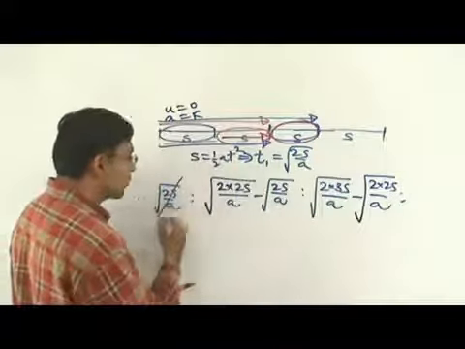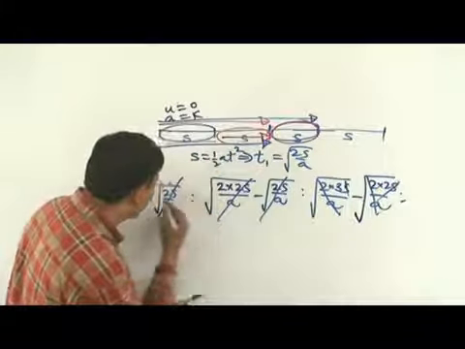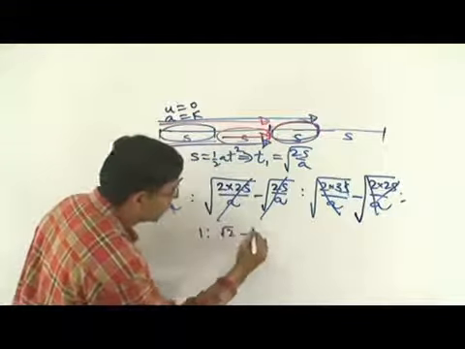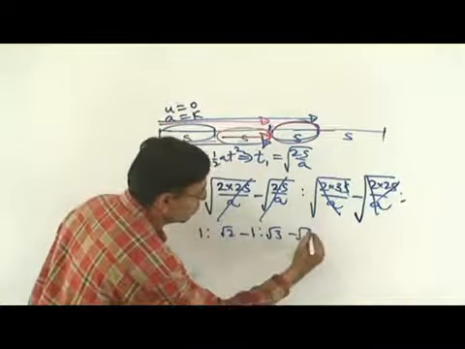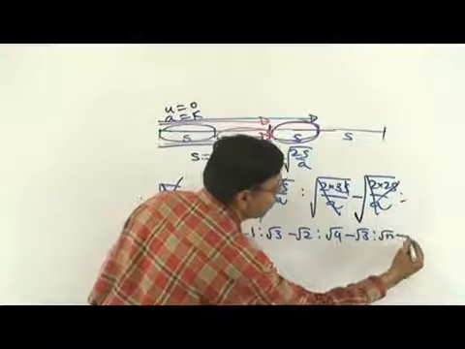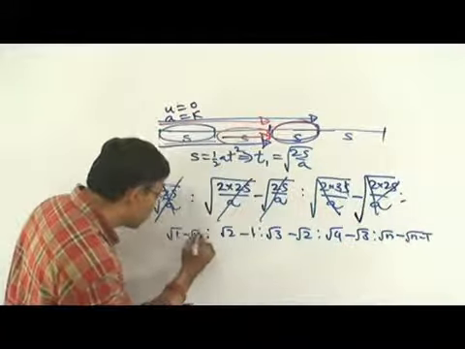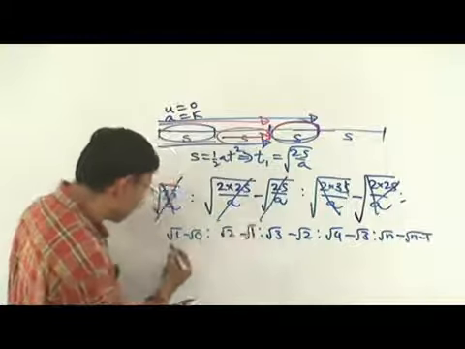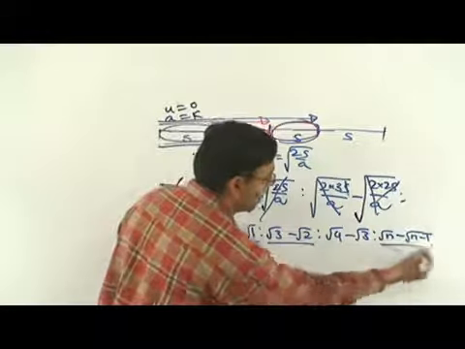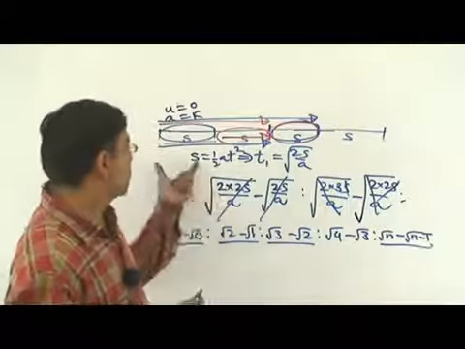Now this root 2S by a you can easily take out common and cancel, because the ratio doesn't change. So what's left is 1, here root 2 minus 1, here root 3 minus root 2, and so on. You will end up getting root 4 minus root 3, and in the nth interval it will be root n minus root n minus 1. So this 1 I'm writing as root 1 minus root 0, and for this one I'm writing root 1. So the first term starts with root 1, the second term with root 2, the third with root 3, the nth term with root n, and so on. This is the ratio of times taken to cover successive equal displacements for a body starting from rest with uniform acceleration.